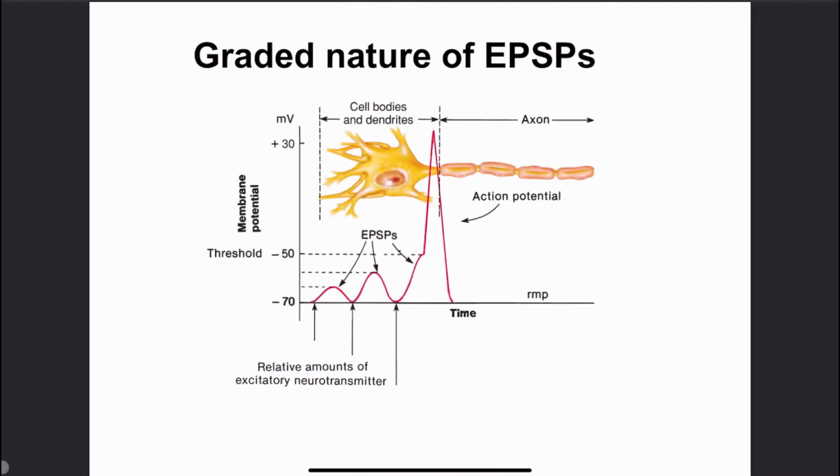As this picture shows, there are a few EPSPs occurring. This one only brings it up to negative 65 maybe. This one brings it up to negative 60. And then a third one possibly can bring it up to threshold. And if that threshold is reached right here, it is going to cause that action potential to propagate down the axon.